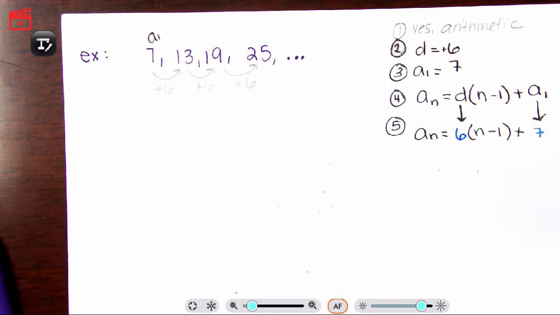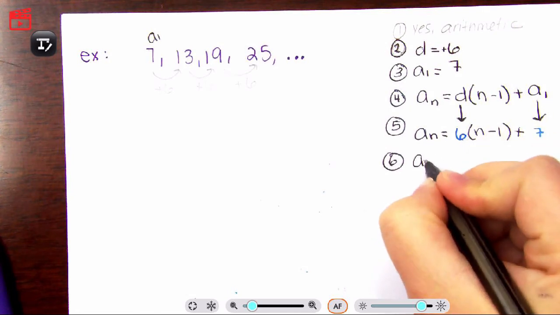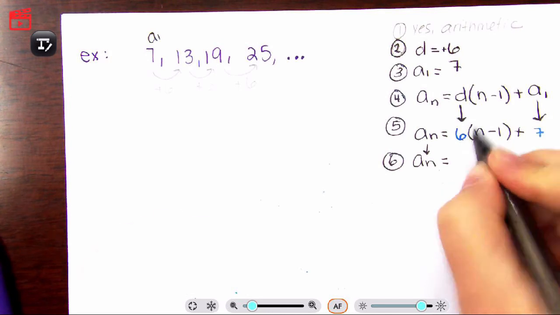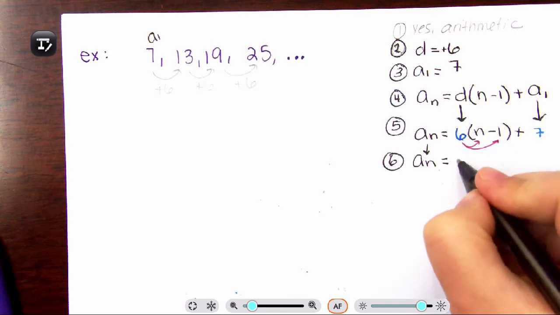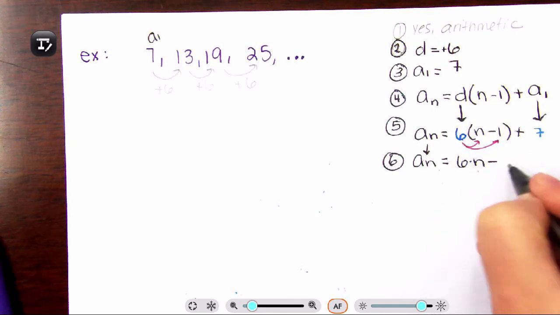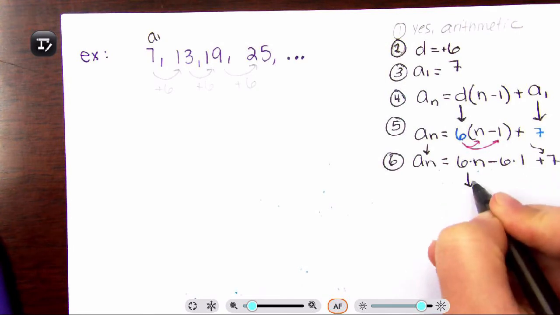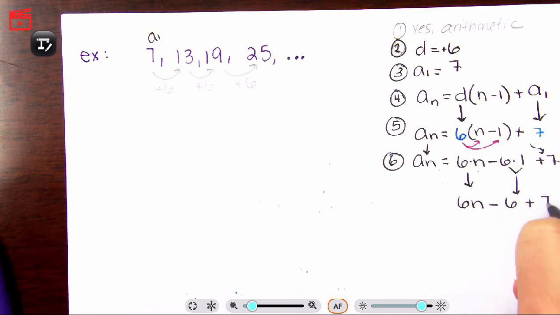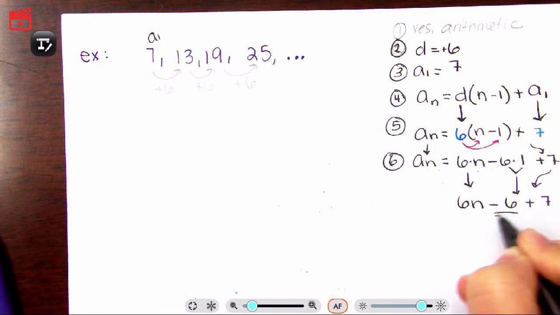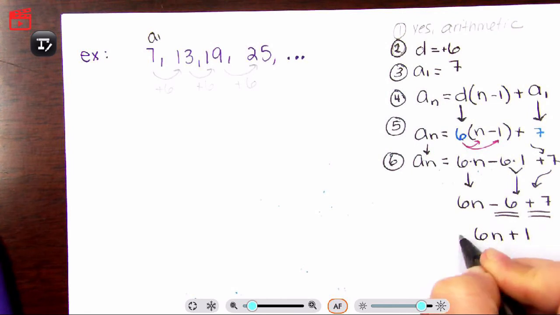Step number six is distribute the common difference and combine like terms. Again, we're keeping that. So we're going to distribute this, so we're going to multiply out. What do I have? I have 6 times n minus 6 times 1, and then I have my plus 7. 6 times n is 6n, 6 times 1 is 6, I have plus 7 here. So combine like terms, I have 6n plus 1, and I bring down my a sub n.